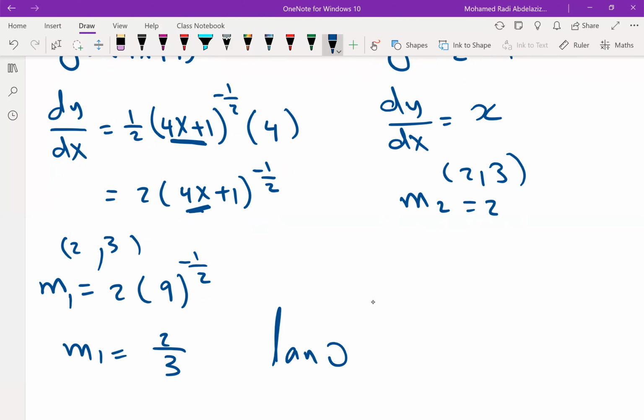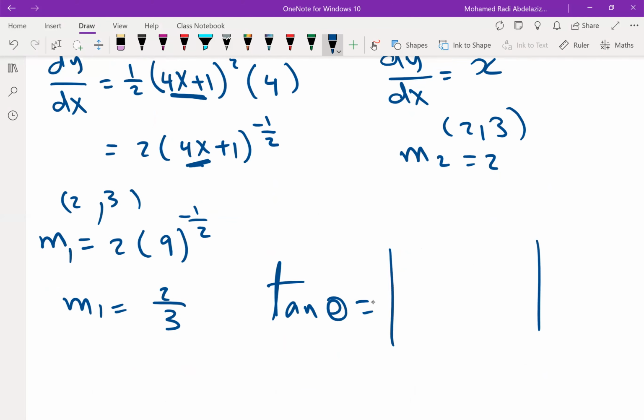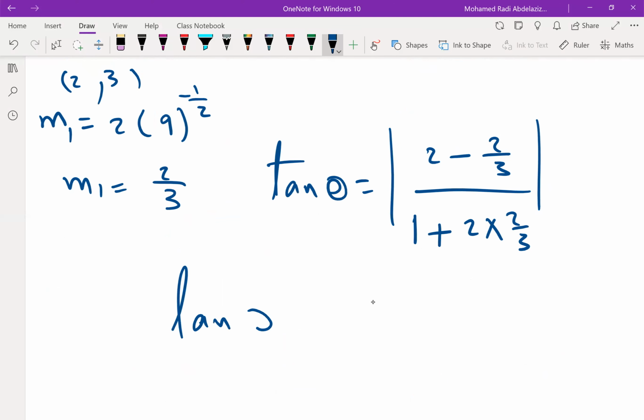To find the angle between the two lines, tan theta equals the subtraction of m1 and m2. It's better to write the bigger first: 2 minus 2 over 3, divided by 1 plus 2 times 2 over 3. When you calculate, 2 minus 2/3 is 1 and 1/3, or 4 over 3, divided by 1 plus 4 over 3. So the denominator would be 7 over 3. So the exact value of tan theta is equal to 4 over 7.